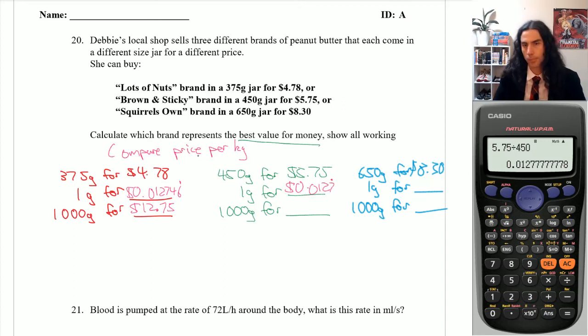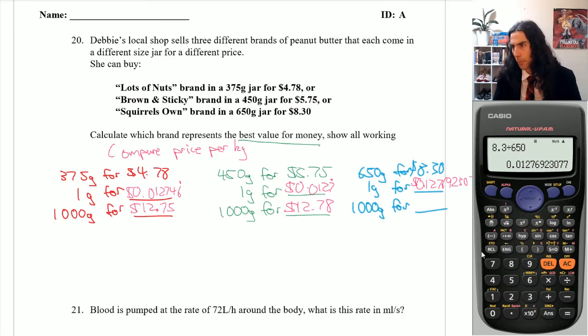0.0127 repeater times by 1,000. 12.78. Ooh, not much difference. So 8.30 divided by 6. So long as well. 7, 6, 9, 2, 3, 0, 7, 7. No repeater there. 12.77. Wow, that's close.